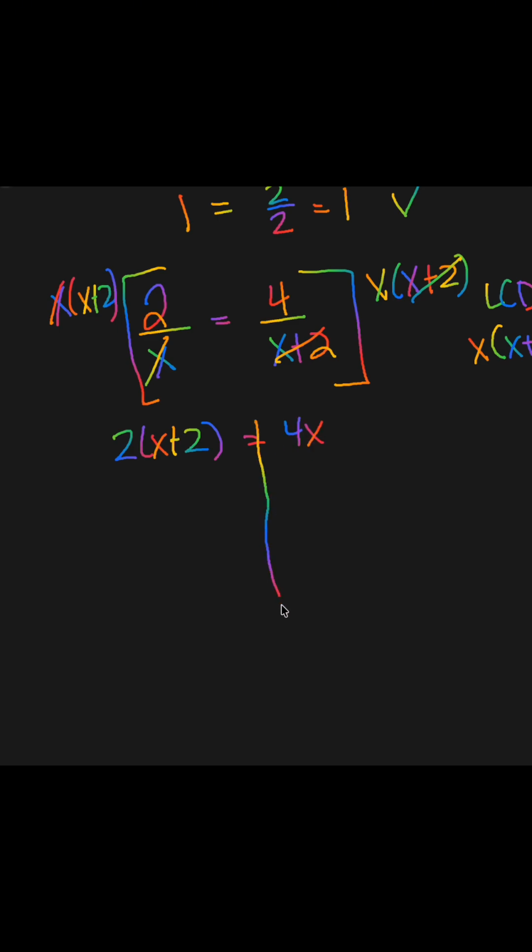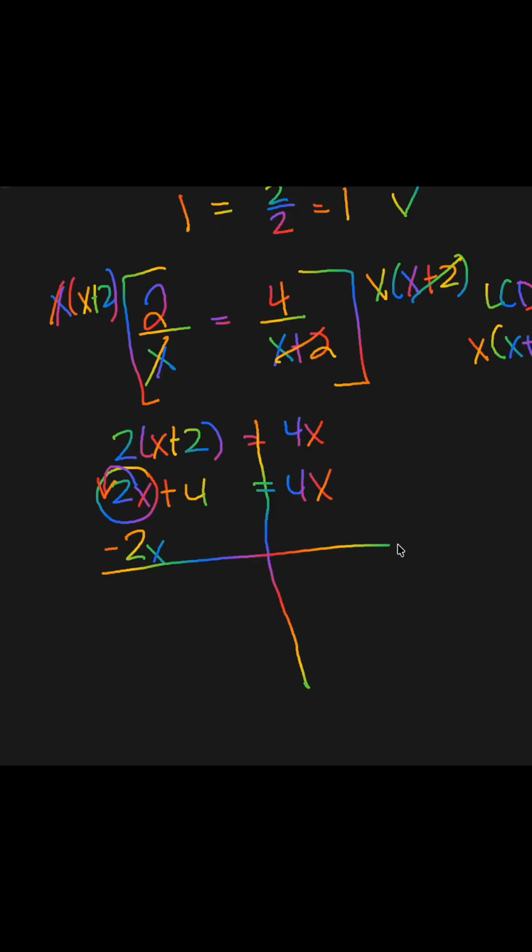Now we're just going to solve this equation. 2 times x is 2x. 2 times 2 is 4 equals 4x. Let's get the variables on one side. I'm going to move the 2x, and we need to subtract 2x because that is a positive 2x, so it will equal 0. What we do to one side, we do to the other. That equals 0, just leaving you with the 4. 4x minus 2x is 2x.